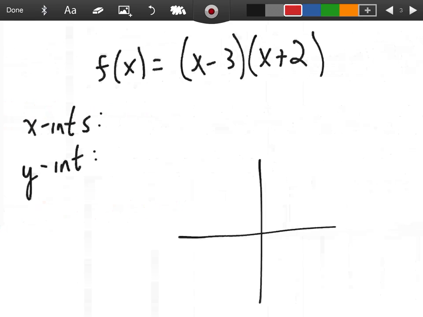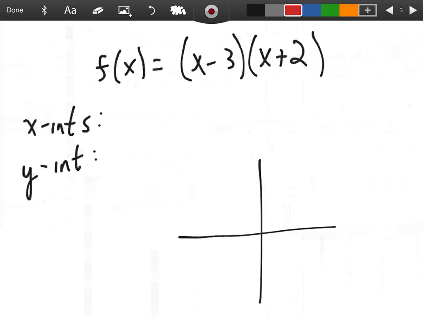So let's look at a basic polynomial here. We have f of x is equal to x minus 3 times x plus 2. Sure, we could factor this out. We could turn it into vertex form. But when it's given to us in factored form, we're really focused on the intercepts.